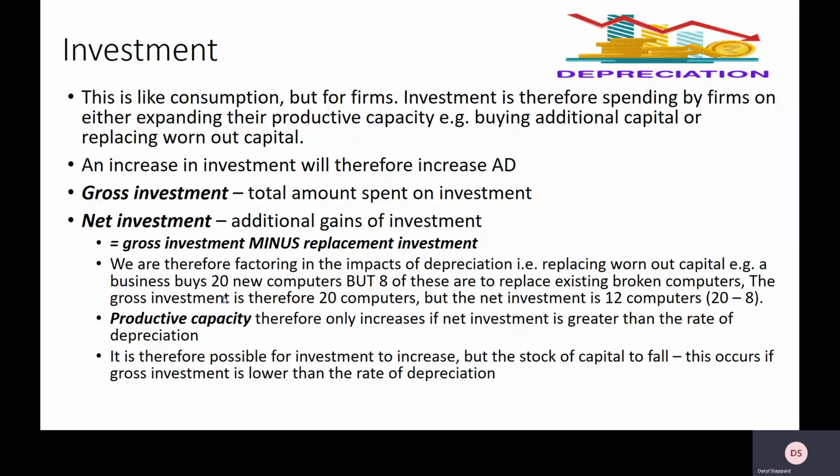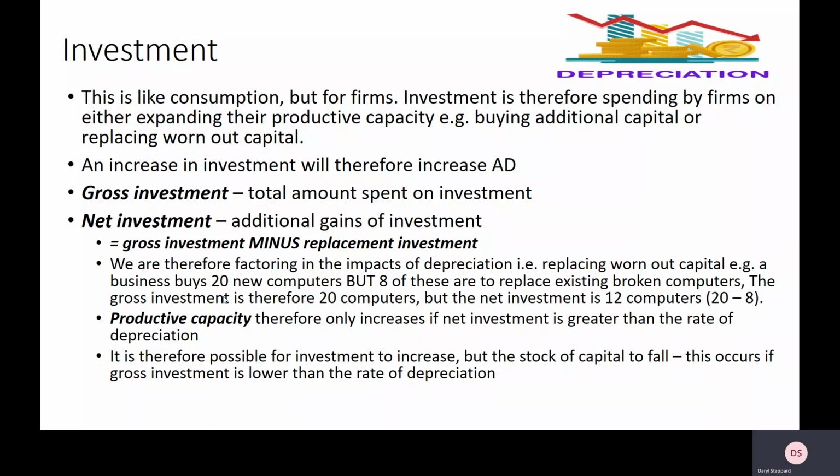how much of that is what we call depreciation. Okay, so for example, when firms invest, let's say £1 million, that is not all pure new investment which will expand productive capacity. A certain proportion of it will be factoring in depreciation. In other words, replacing worn out old equipment.